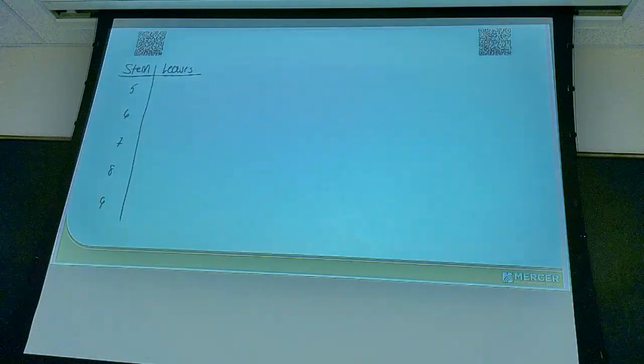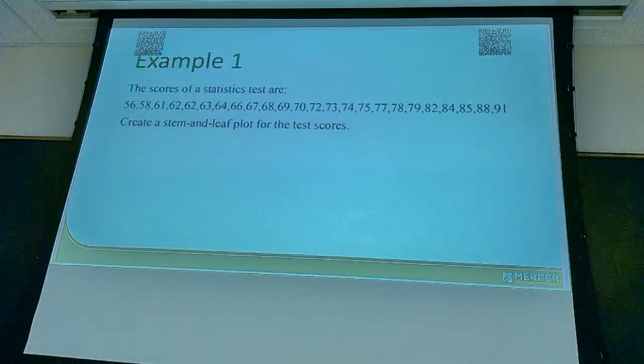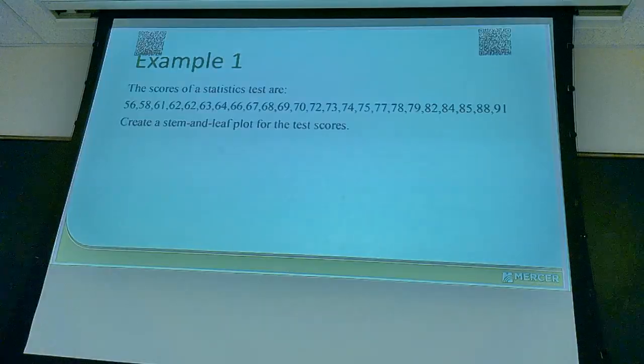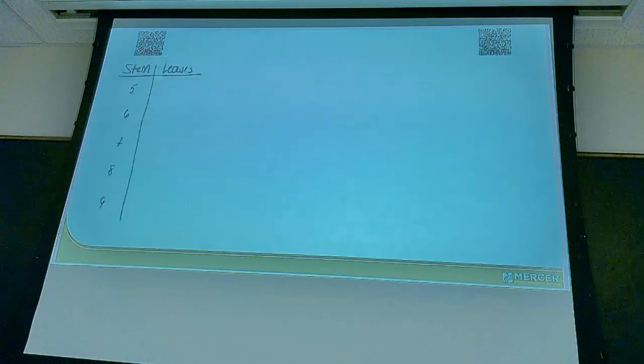Let's just look at all of the 50s. Also, as a general rule of thumb, we tend to keep the leaves in ascending order. Thankfully, this is already listed in ascending order for us. 52, 58, or not 52, sorry, 56, 58.